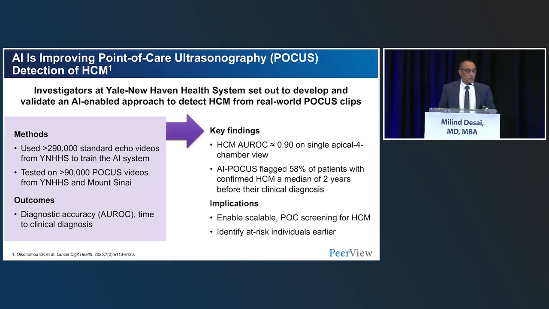AI is also improving point-of-care ultrasonography. This is data from Yale New Haven that was again recently published. In more than 290,000 standard echoes, basically diagnostic ability, area under the curve for HCM, was 0.90 on a single apical 4-chamber view. Okay? So this has the potential of being scalable and a game changer for reducing the rate of underdiagnosis and misdiagnosis.